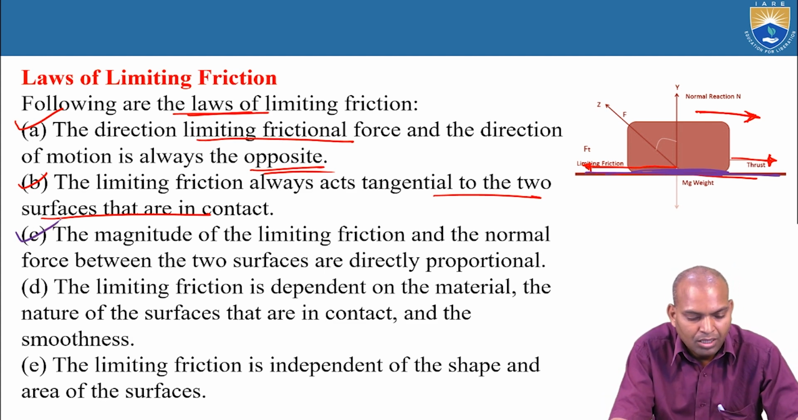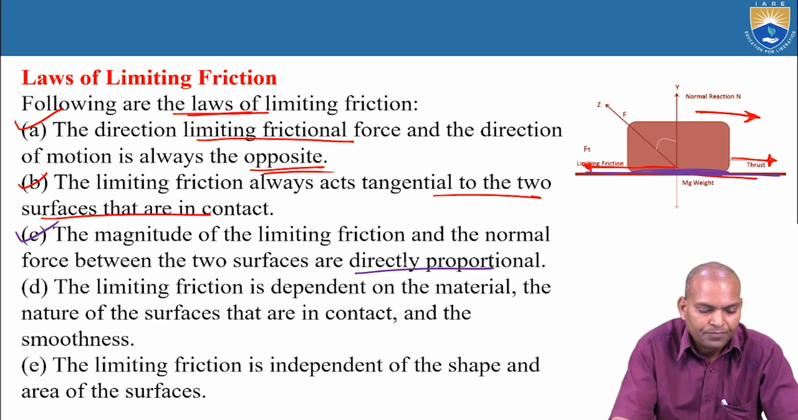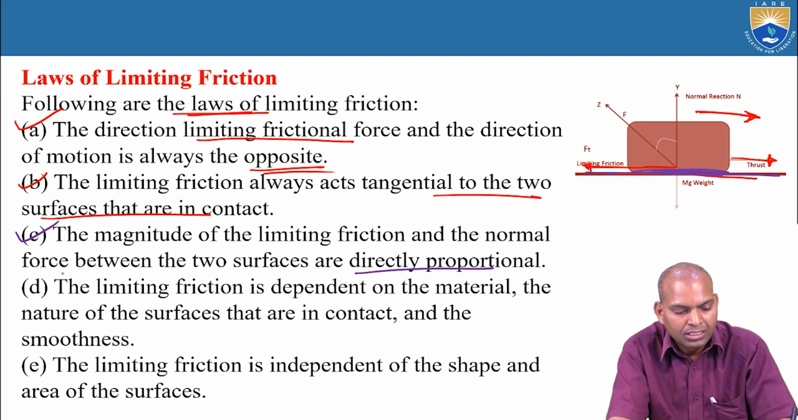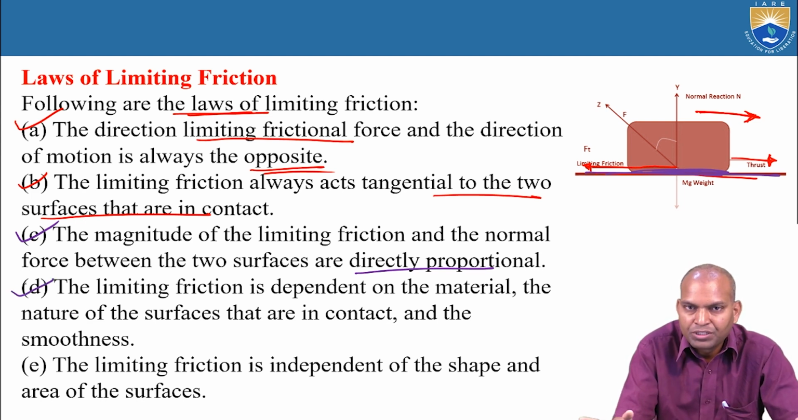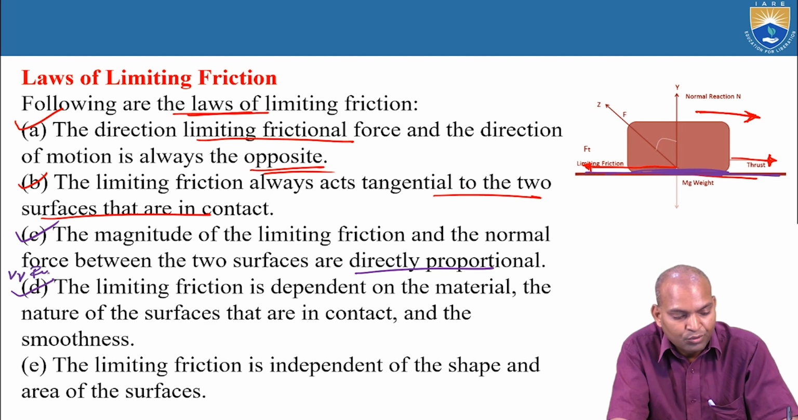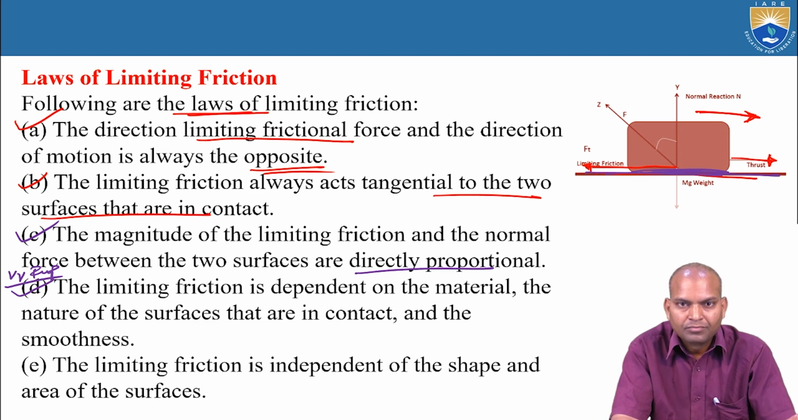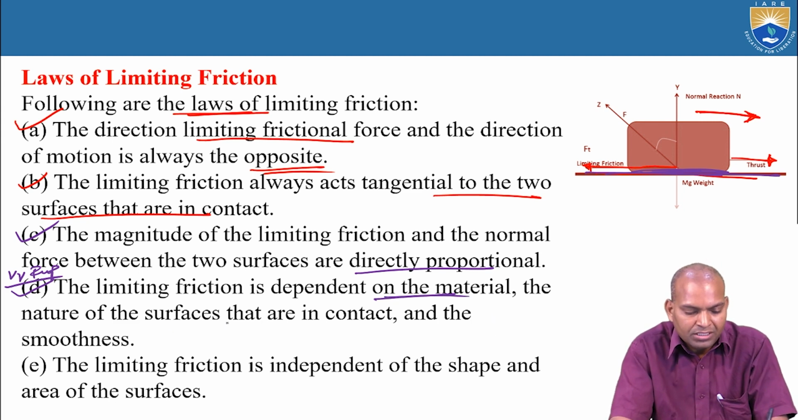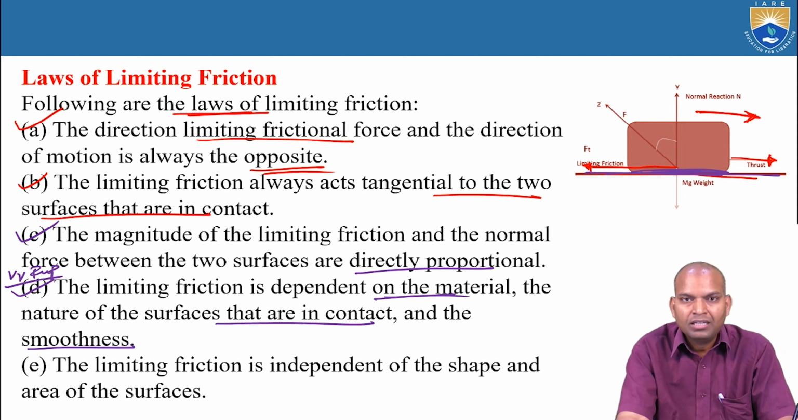The third law is that the magnitude of the limiting friction and the normal force between the two surfaces are directly proportional. And the fourth one is very, very important. The limiting friction is dependent on the material and the nature of the surfaces that are in contact, and the smoothness. Okay, that is the fourth law.